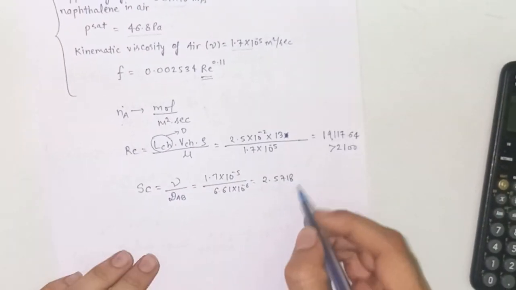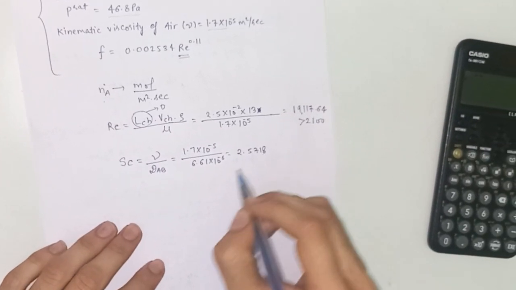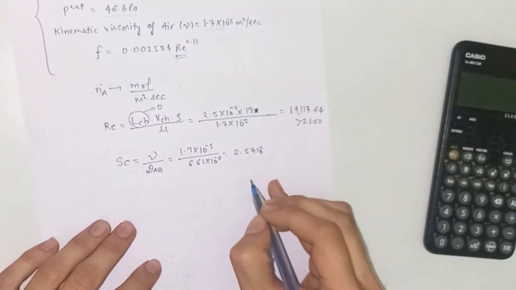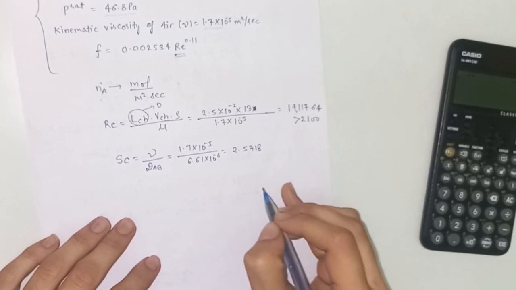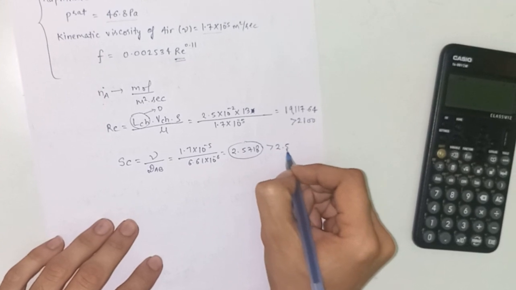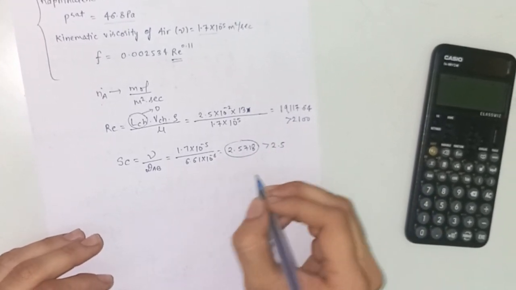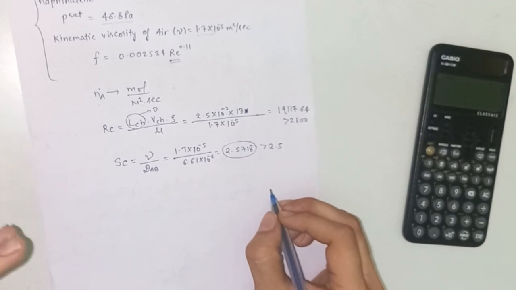So now we have found the value of the Schmidt number, that is 2.5718, and from here it is clear that we need to use the Linton-Sherwood correlation, because this quantity is greater than 2.5 and nearly equal to 2.5. So we will use the Linton-Sherwood correlation for better accuracy of our Sherwood number.